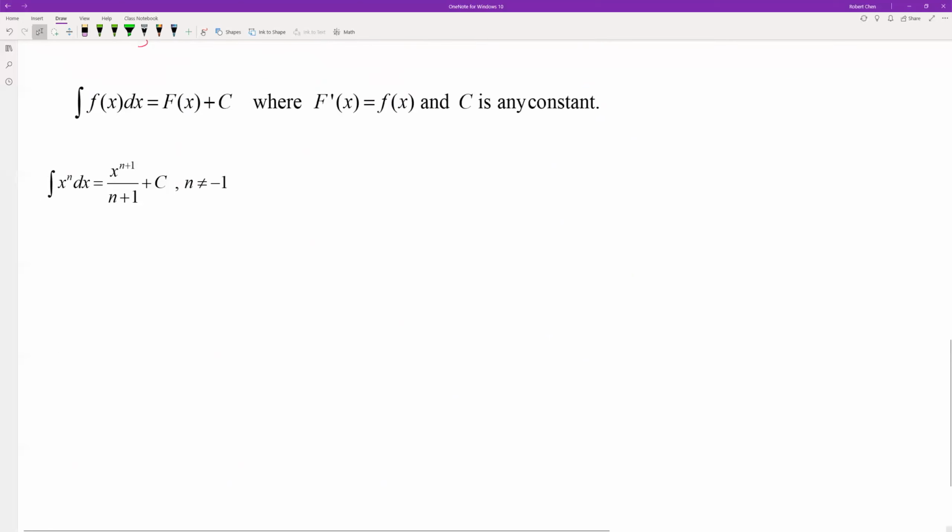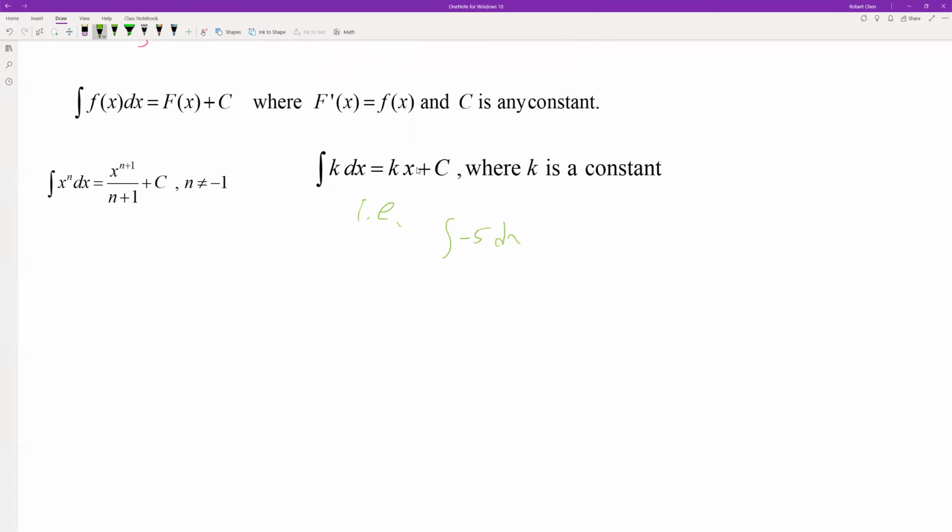Okay. So let's look at one example together. Let's say I want to integrate. Oh, can't do that one yet. Let's introduce another one. If k is a constant, then the integral of k is kx plus c, where c is a constant, right? And k is also a constant. All right. To give you a quick example, let's say integral of -5 dx will be -5x plus c.